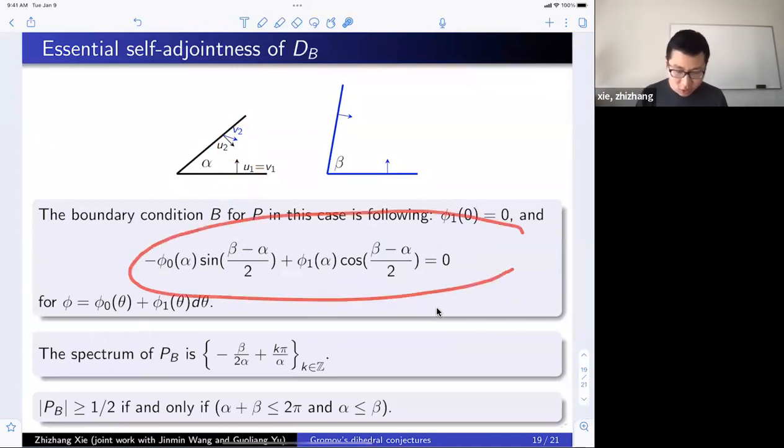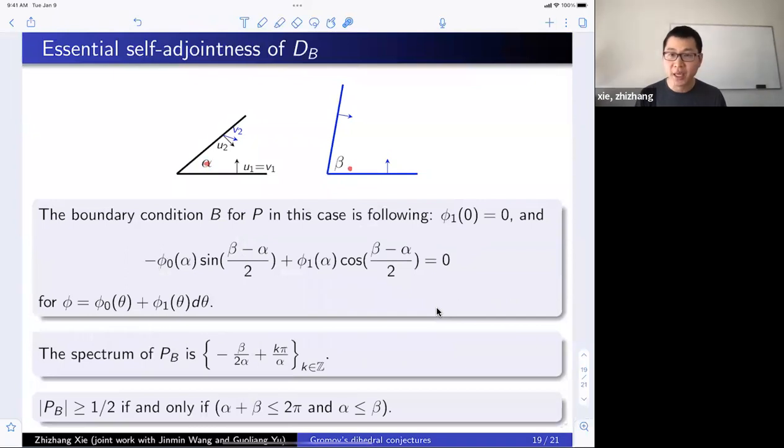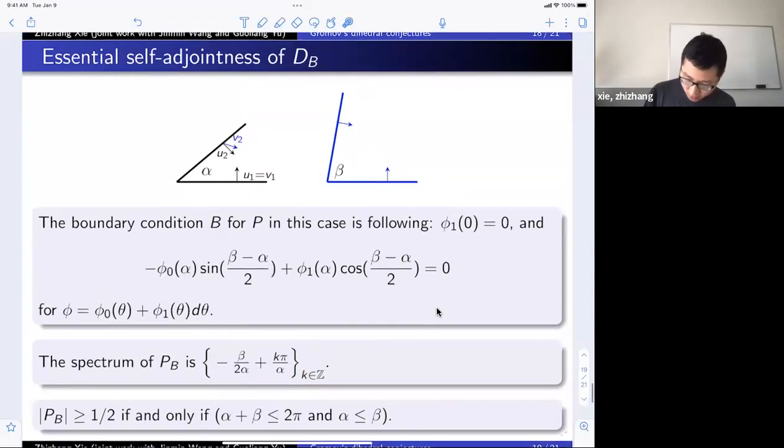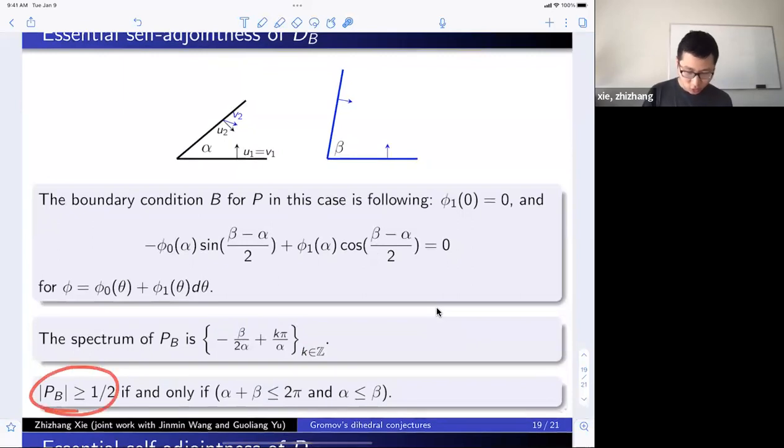Now when there's some angle alpha compared to beta, you would do the same type of calculus, just identify, and then you will see the spectrum turns out to be exactly this term right here, and now a simple arithmetic would tell us that on the link, the boundary condition is at least 1/2 if and only if these two conditions are satisfied. That's precisely it: you see that the dihedral angle comparison exactly appears in the essential self-adjointness of the operator.